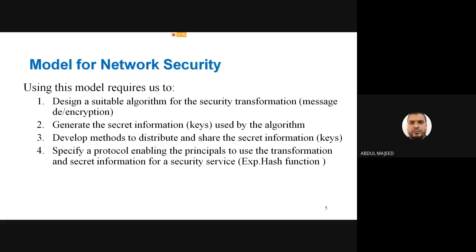Right? Next, the fourth component is for transformation of the information, or giving authentication of that secure transformation of the information.